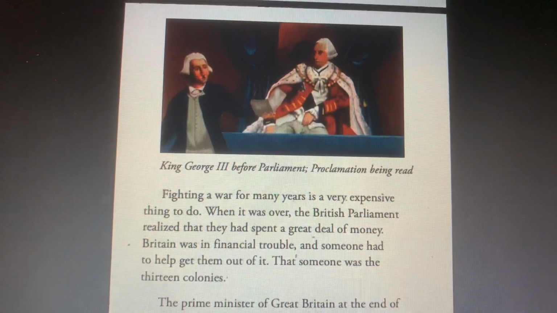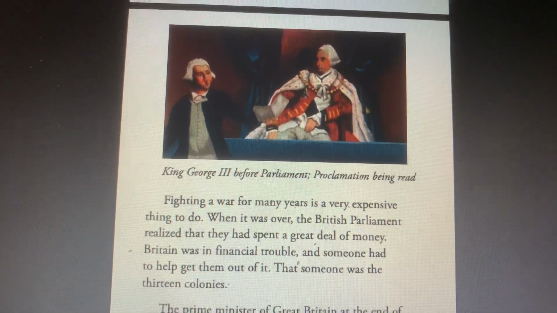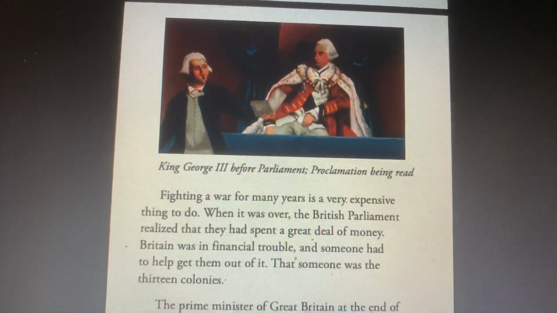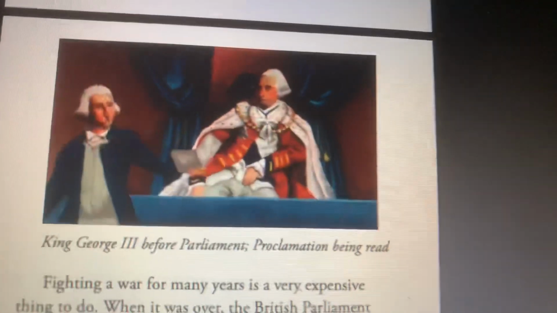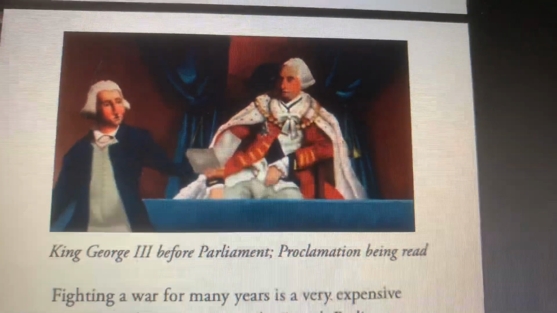Fighting a war for many years is a very expensive thing to do. When it was over, the British Parliament realized that they had spent a great deal of money. Britain was in financial trouble, and someone had to help them get out of it. That someone was the 13 colonies. See here, King George III before Parliament, proclamation being read.